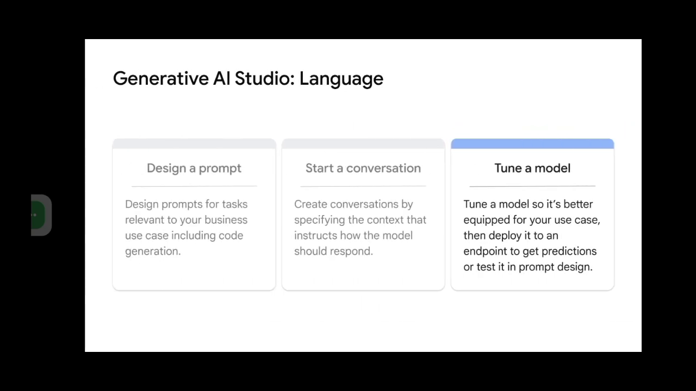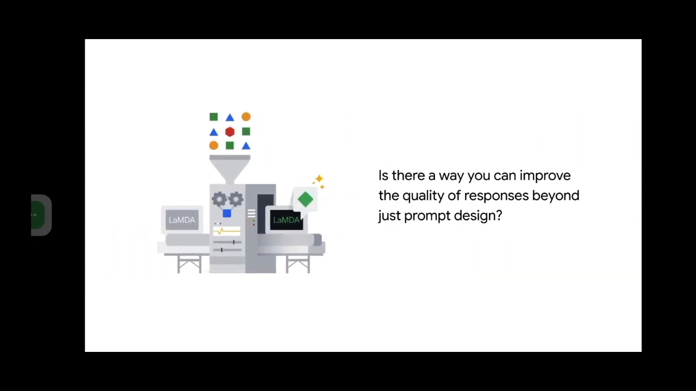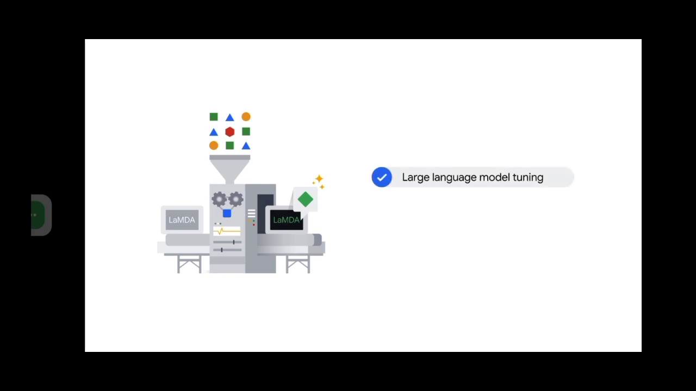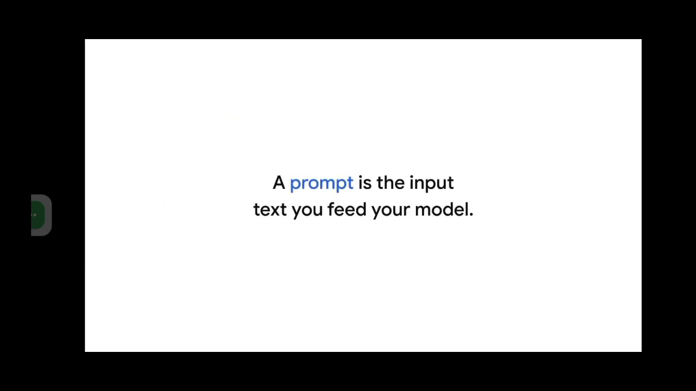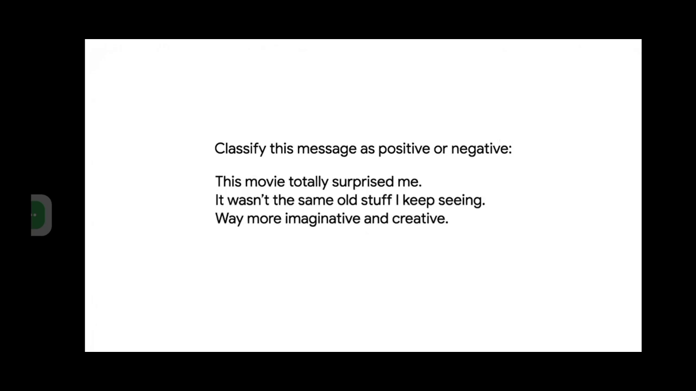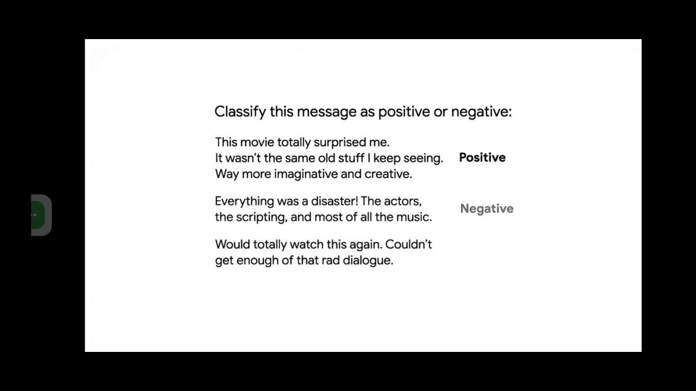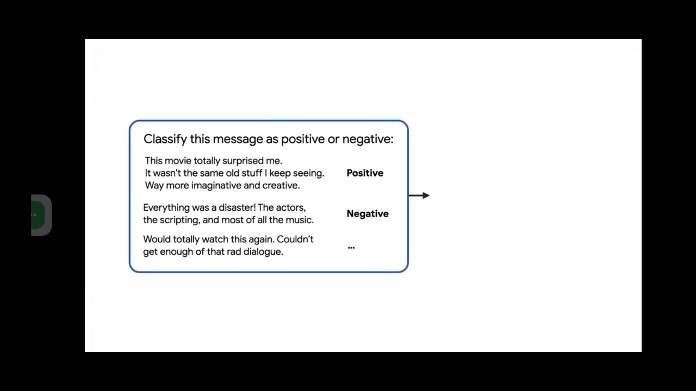Now let's look at the third feature, tune a language model. If you've been prototyping with large language models, you might be wondering if there's a way you can improve the quality of responses beyond just prompt design. So let's learn how to tune a large language model and how to launch a tuning job from Generative AI Studio. As a quick recap, the prompt is your text input that you pass to the model. Your prompt might look like an instruction, and maybe you add some examples. Then you send this text to the model so that it adopts the behavior that you want.